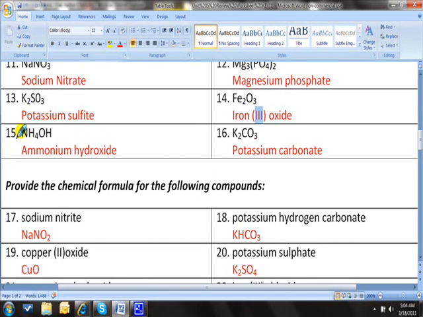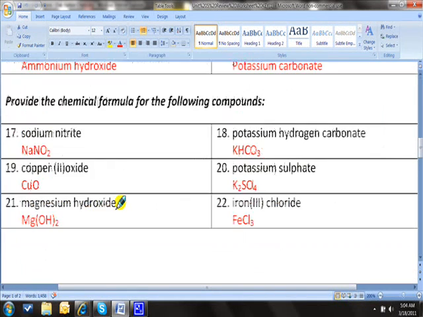Now I'm moving on to 15, and here I see a nonmetal, but I hope you recognize this as the only nonmetal cation that you have to be aware of for this class. And you go, oh, that's ammonium. The cation is ammonium. And so we see ammonium hydroxide. The anion is hydroxide. Here we see potassium and carbonate. In the next 6 problems, you were given the name and you needed to write the formula.